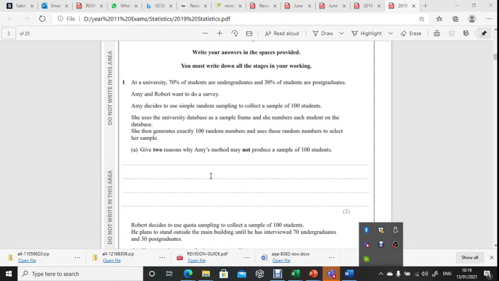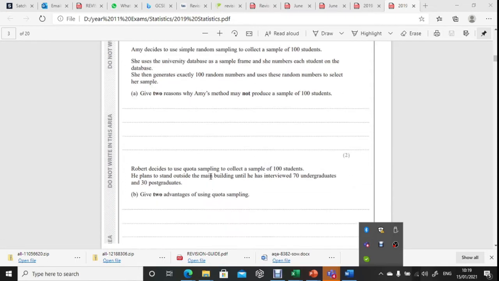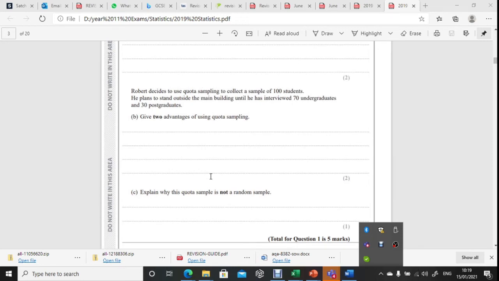You could also say that maybe there aren't enough numbers to be linked up to the pupils. Right, next one. Robert decides to use quota sampling to get a sample of 100 students. He stands outside the main building and interviews 70 undergraduates and 30 postgraduates. Give 2 advantages of using quota sampling.